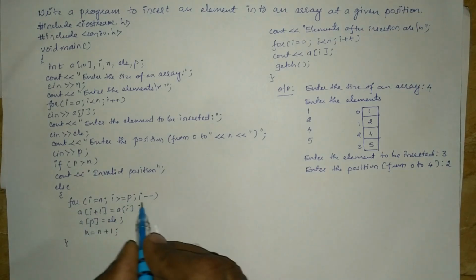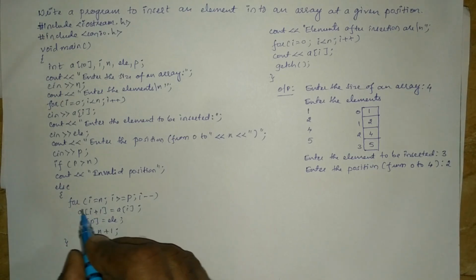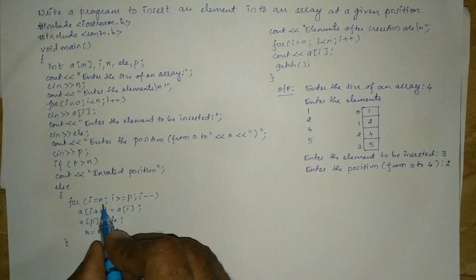So here in the else part we have got an iterative statement. Now we'll check out how exactly this works. For i is equal to n.